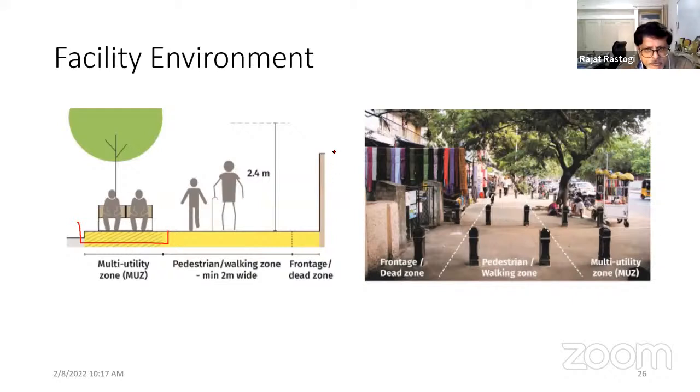But at the same time, if you have a barrier type of system on the other side, then there should be a frontage dead zone. And this dead zone may be as low as 0.5 meters or as high as maybe 1 meter, or if required, can be more than that also, but usual values are those. So it's a typical photograph here, which shows the same thing.